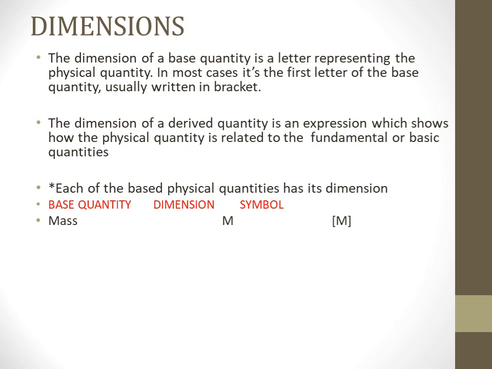Now, we see base quantity, dimension, and symbol. I'm sorry for this distortion. The dimension of mass is M, and the symbol is M in square brackets. Let the chart flow. Length L, time T, temperature K, current A.